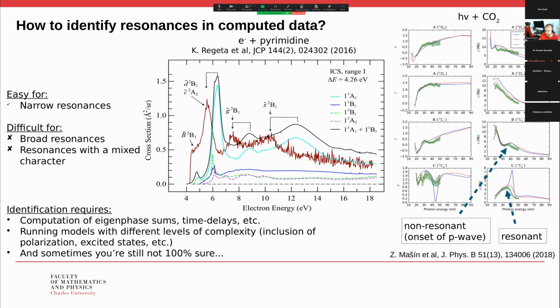You can see that there are various bumps in the cross-section, and it's non-trivial to ascribe all the bumps to resonances, because quantum physics tells us that not every bump in the cross-section is actually a resonance, so we need to investigate this properly. This can also be seen in a different type of process, photoionization of CO2, where in these calculations the photoionization to the B state of CO2 produces a bump, but that's not a resonance, whereas there is a large resonance in the C channel.